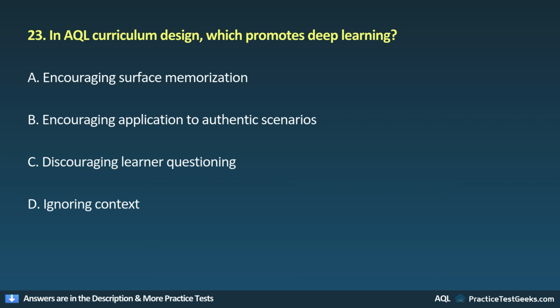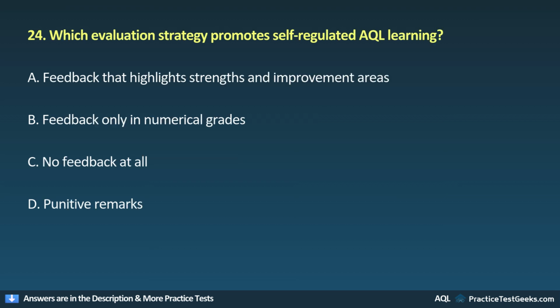23. In AQL curriculum design, which promotes deep learning? A. Encouraging surface memorization. B. Encouraging application to authentic scenarios. C. Discouraging learner questioning. D. Ignoring context.